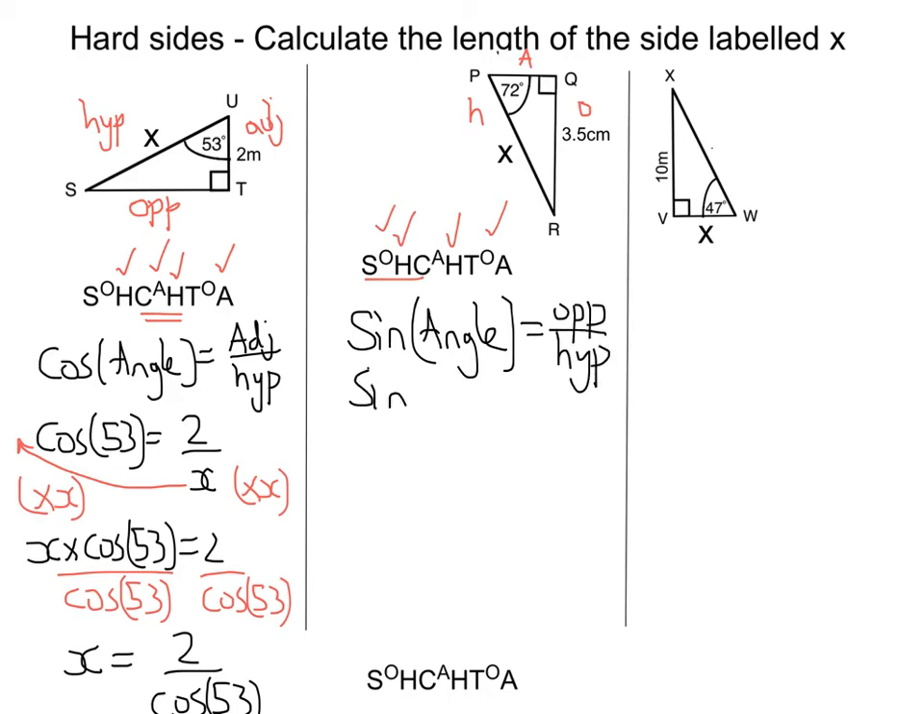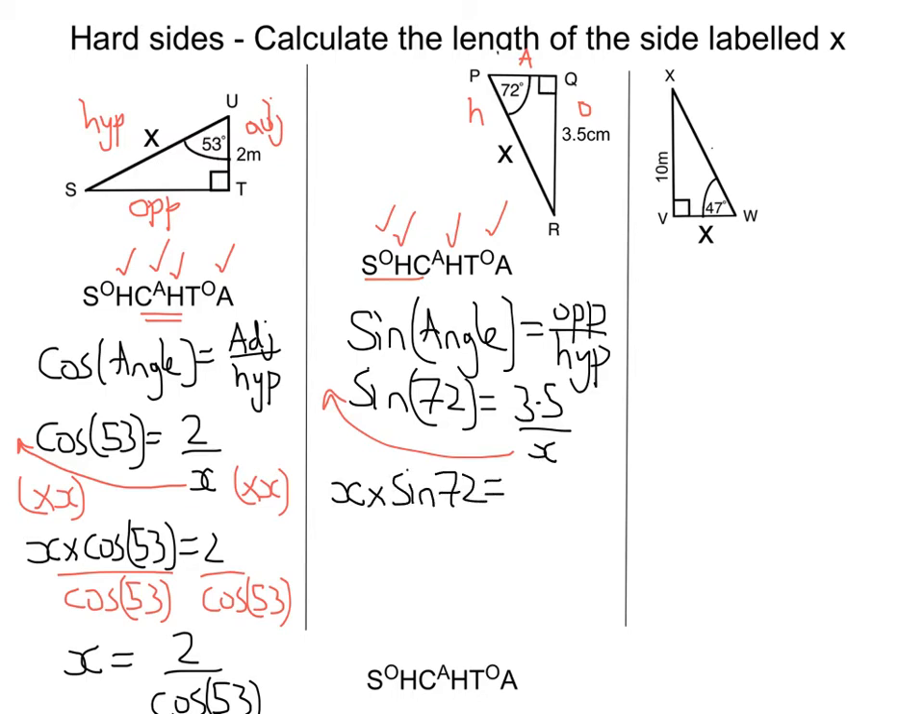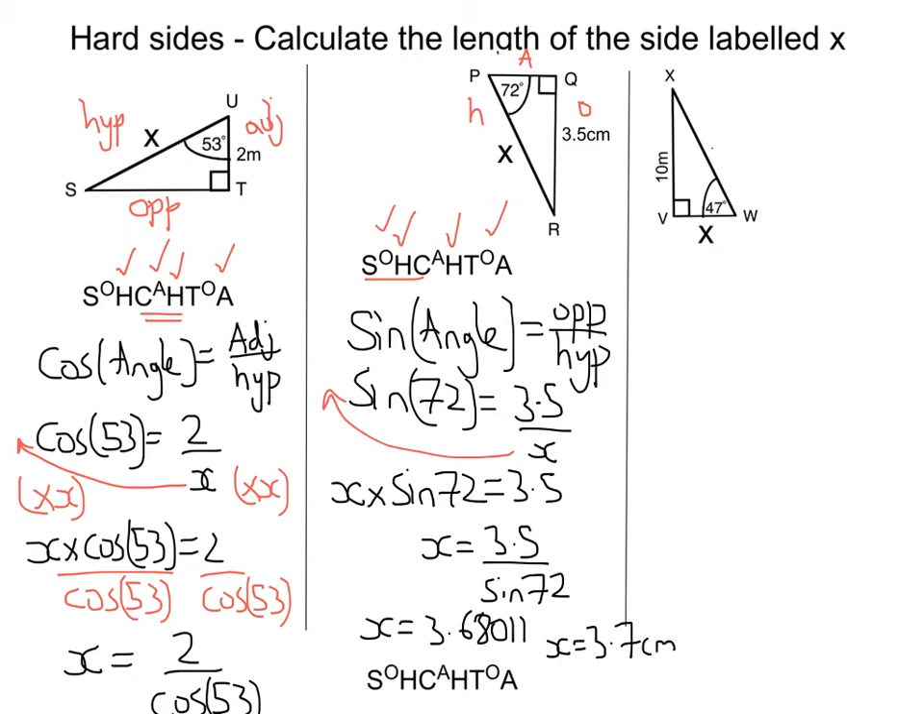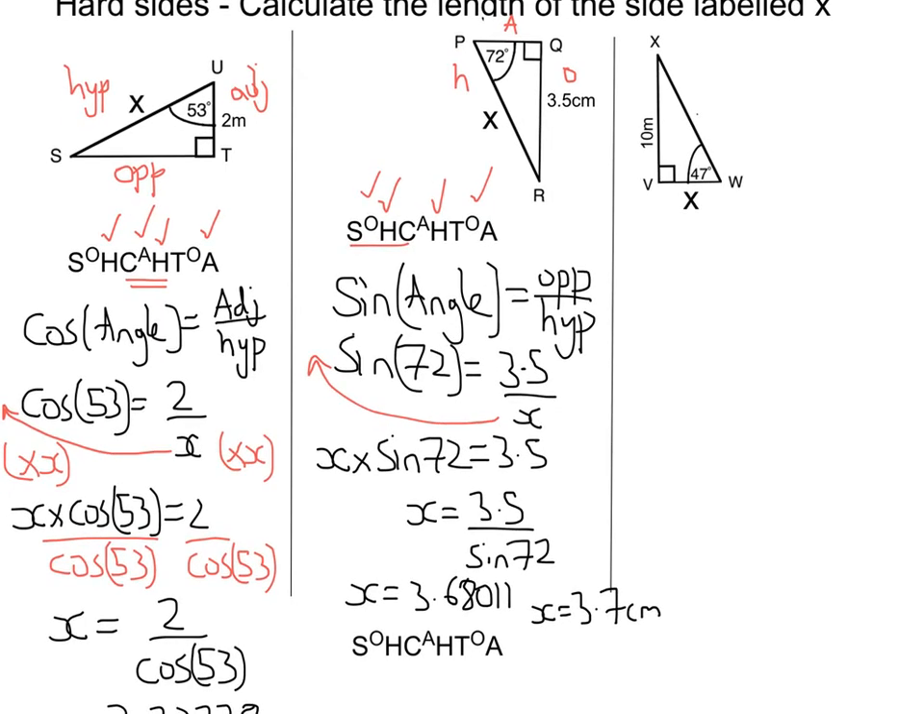Sub in our values, we're going to have sin of 72 is equal to 3.5 over x. We're going to multiply everything by x, so the x will now come up here. We have x times sin of 72 is equal to 3.5. Divide everything by sin 72, we're going to get x is 3.5 divided by sin of 72. Put that into your calculator, then you're going to get 3.68011. So x would be equal to 3.7 centimeters.